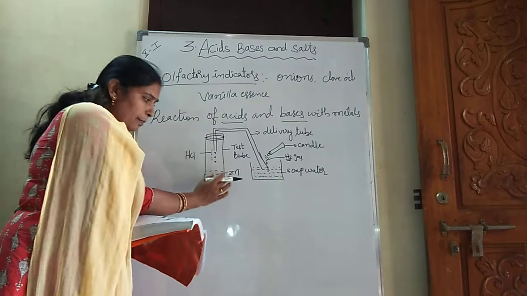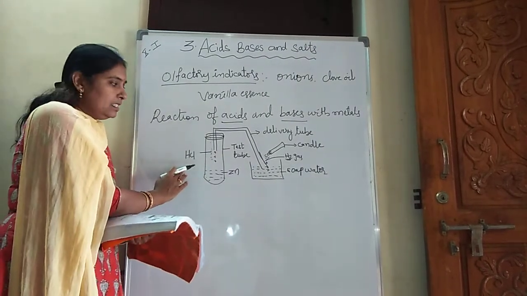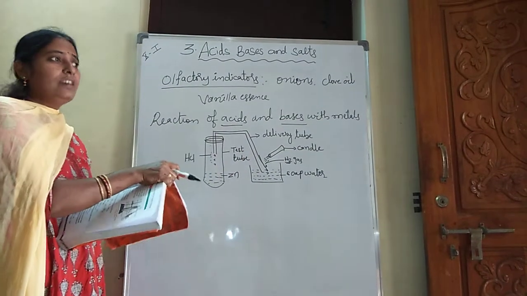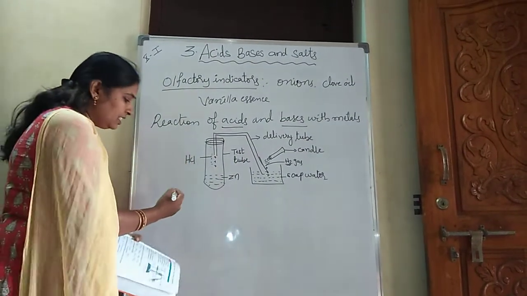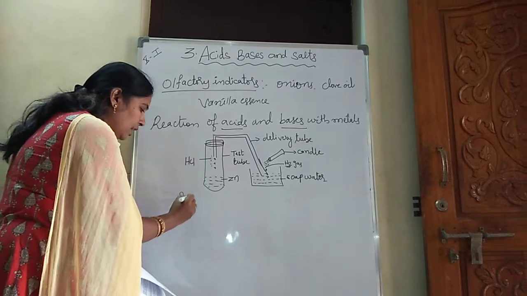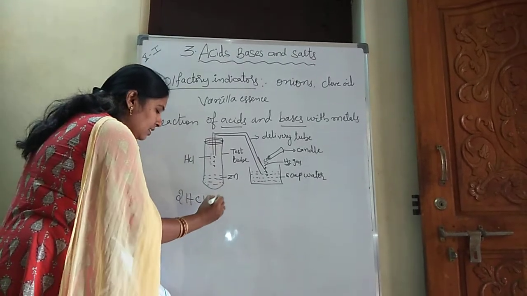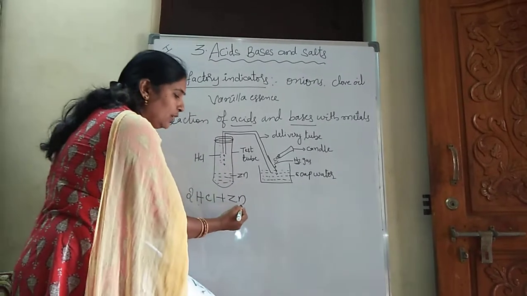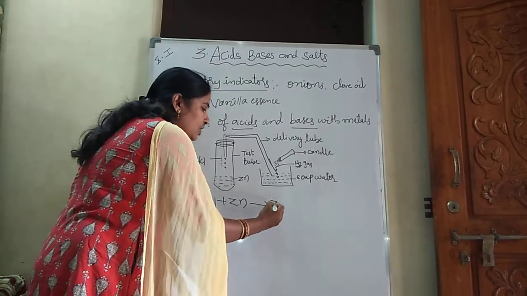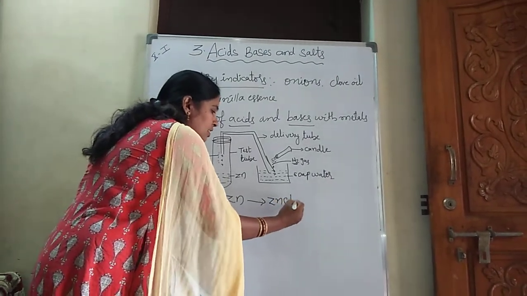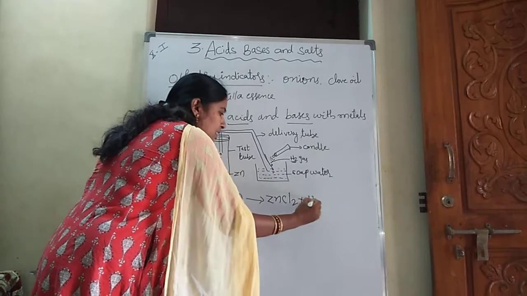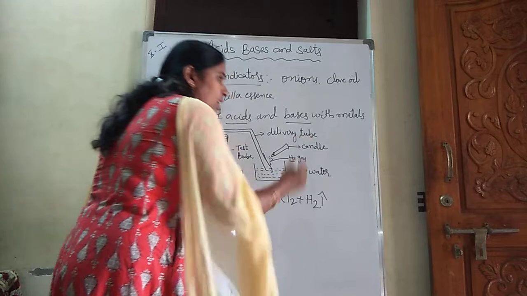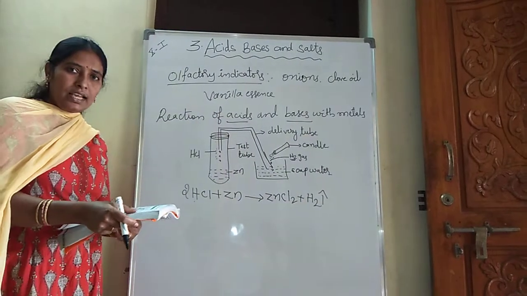What did you conclude from this? When a metal reacts with an acid, which gas is liberated? Hydrogen gas is liberated, and a salt is formed. I am writing the equation here. 2HCl plus Zn. HCl is nothing but an acid. Acid is reacting with metal and forms ZnCl2 plus H2. What is ZnCl2? Salt. And what is H2? Hydrogen gas. How are you going to confirm that it is hydrogen gas?